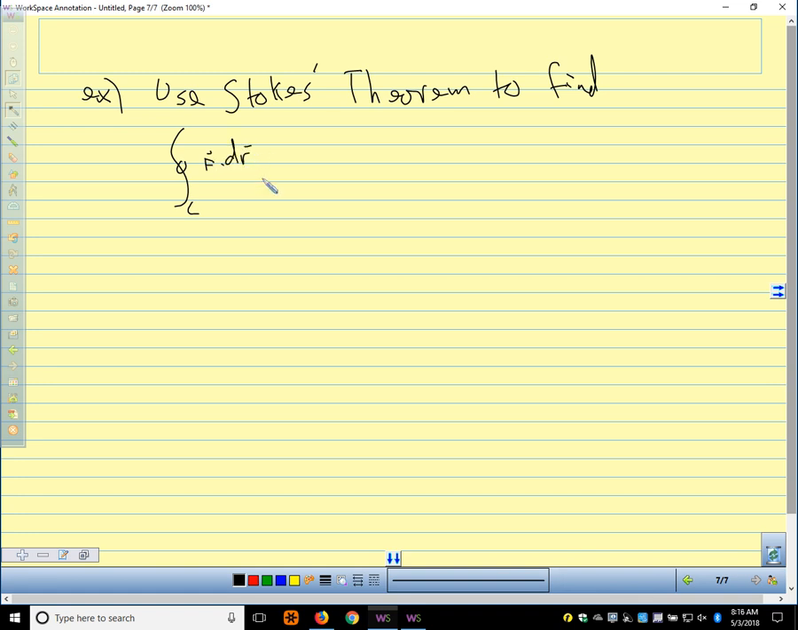So we want to find this line integral. Now the problem won't always say use Stokes theorem. You might need to decide for yourself that you need to use Stokes theorem. The field is F = x i hat plus y j hat plus z k hat, and x squared plus y squared is less than or equal to a squared.